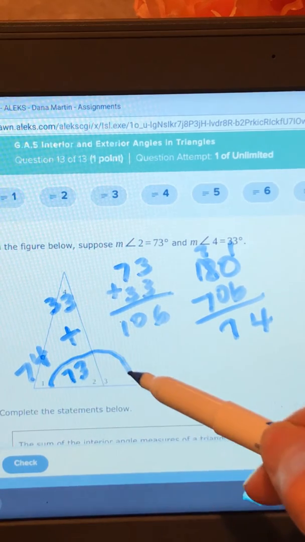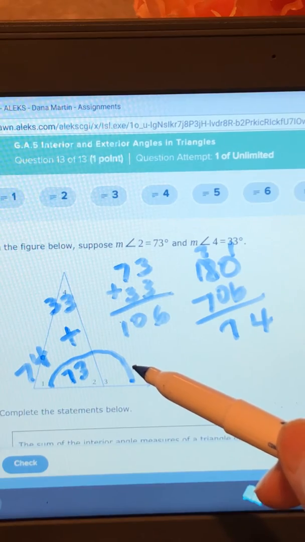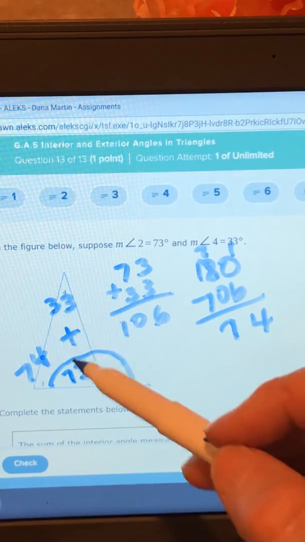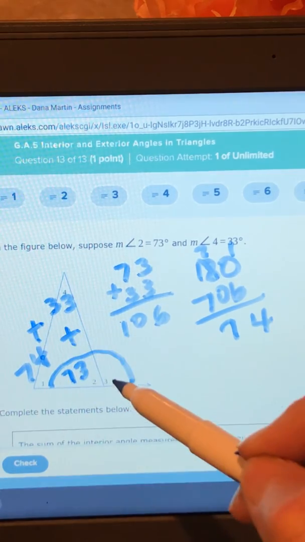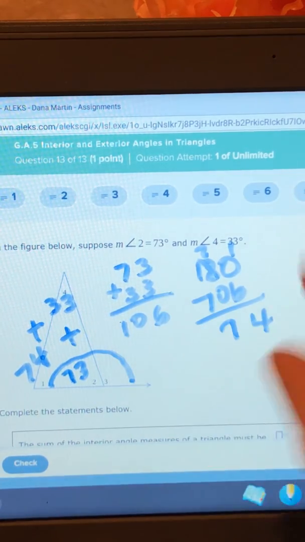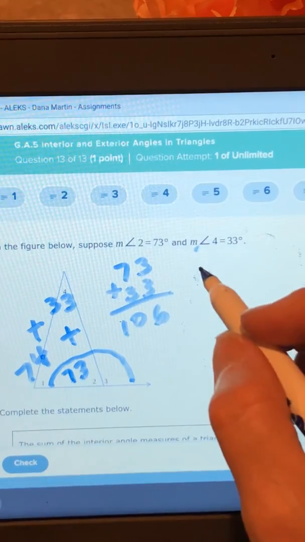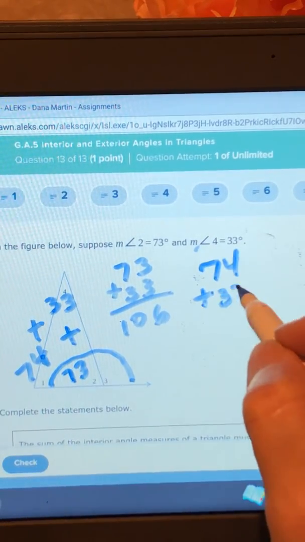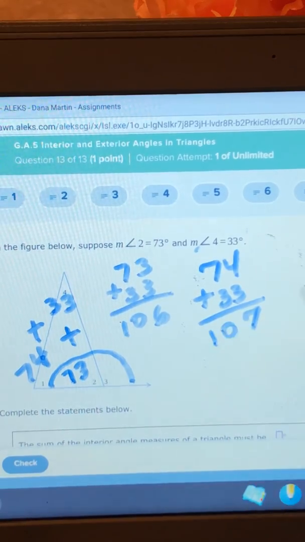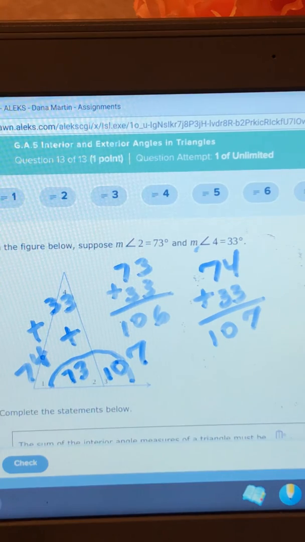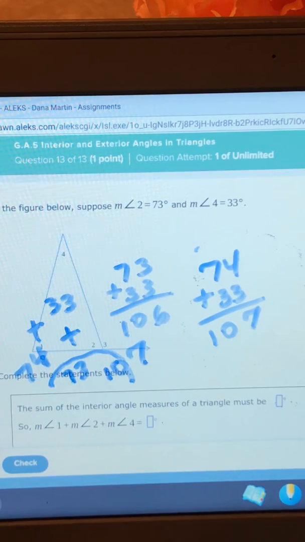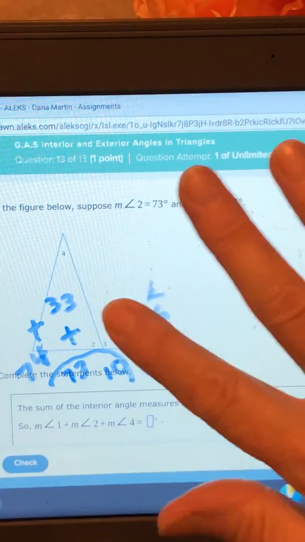This whole thing is supplementary. Actually, I'm just going to add these two together because it's the same thing. So 74 plus 33 will equal this outside exterior angle. 74 plus 33 equals 107. So this angle right here is 107. All right? So the sum of the interior angles of any triangle must equal, again, 180. Okay? I'll erase all that.